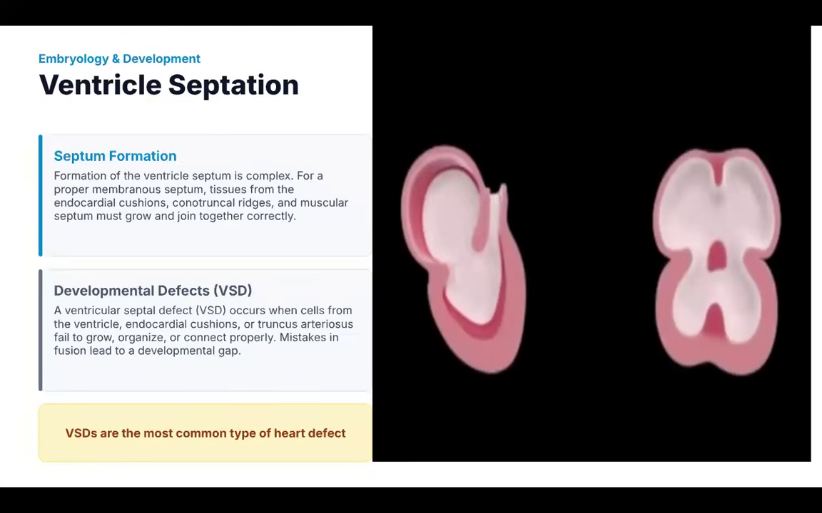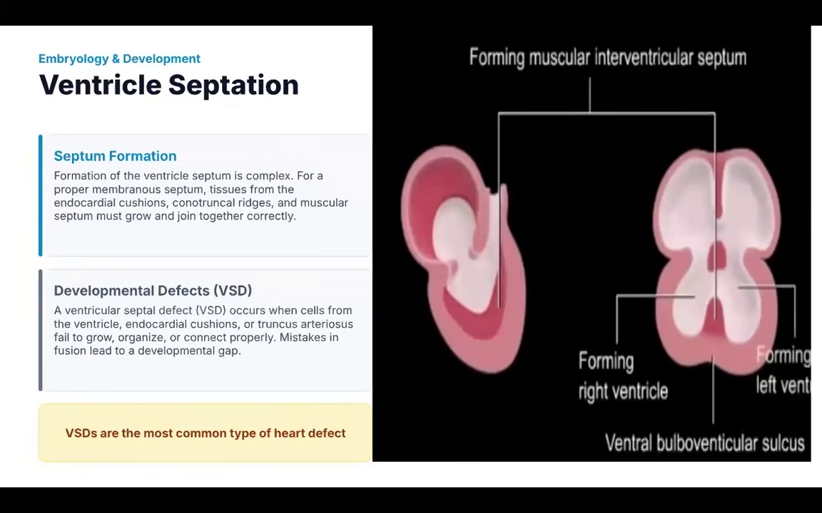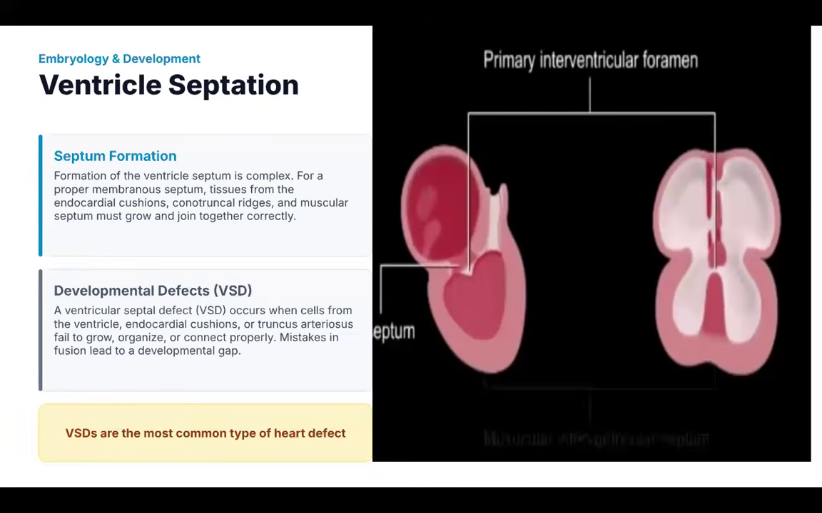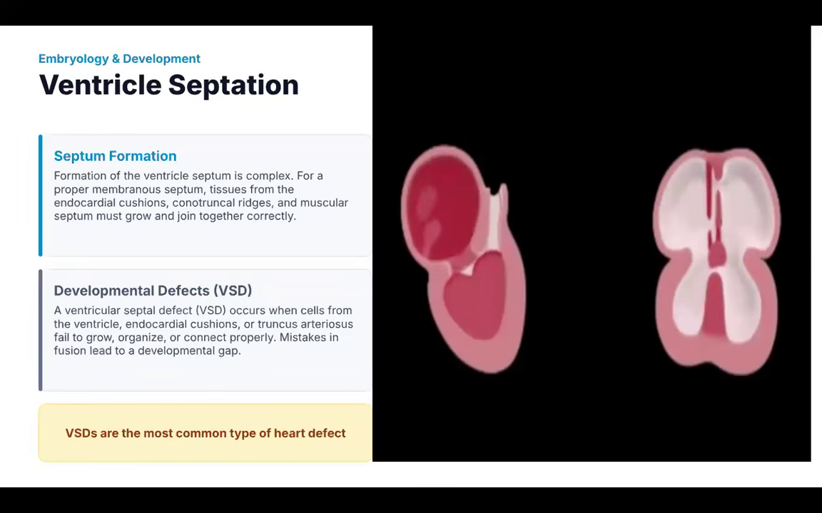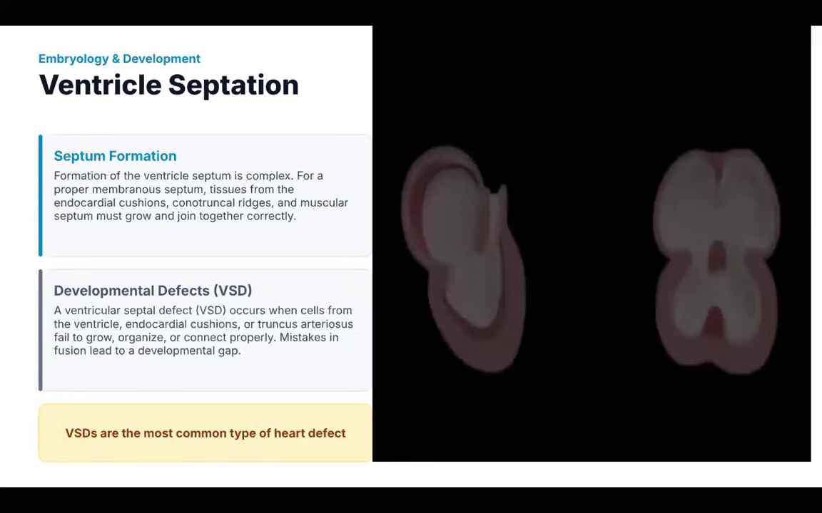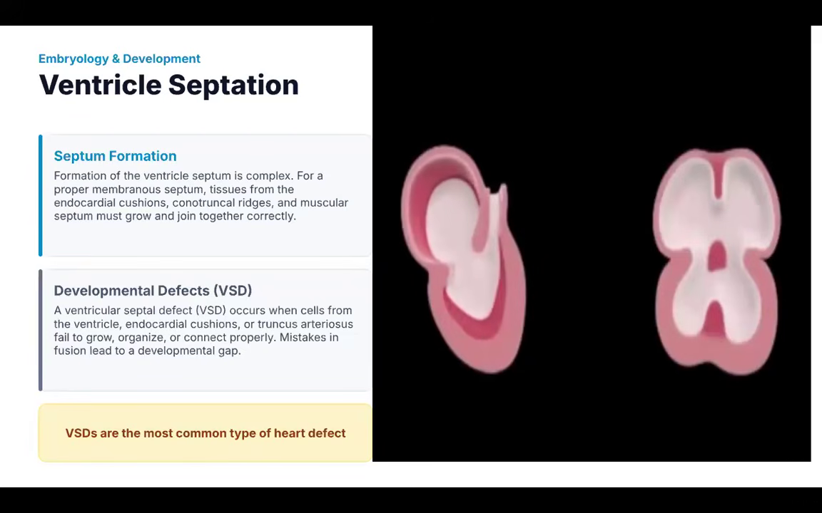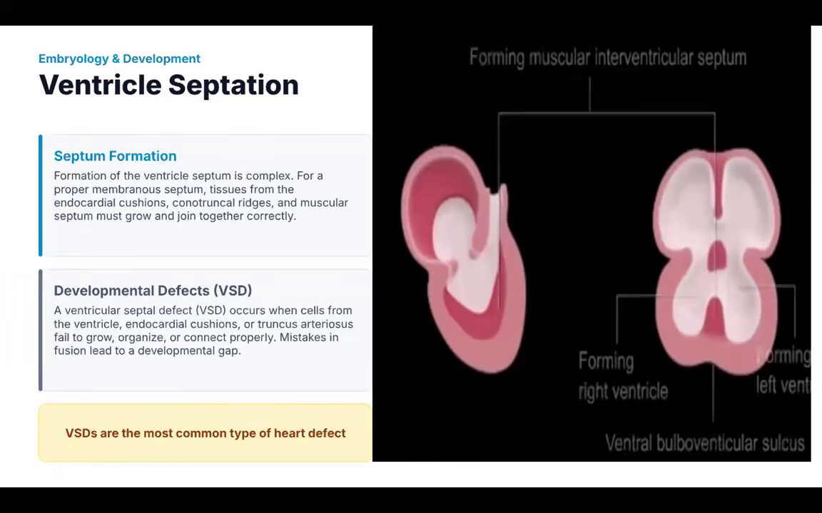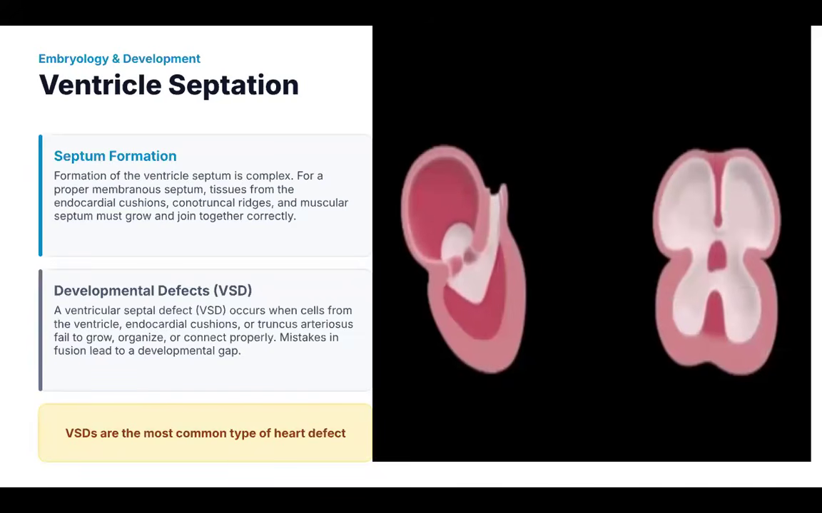Okay. Now, the formation of the ventricular septum, although it's complex, has to have that proper membranous septum. Okay, so remember the tissues have to connect with the endocardial cushions, the ridges, and the muscular septum. They all must grow and form together correctly in order for there not to be a VSD issue. Okay. And naturally, if there is an error, that's where the VSD defects come about. Okay. Because it has to come in this process, in this order. Okay, and you can see the formation here.